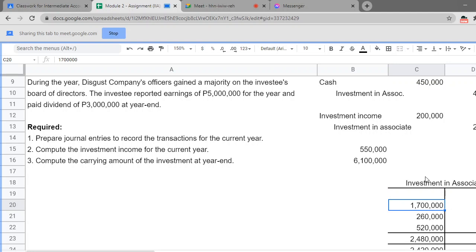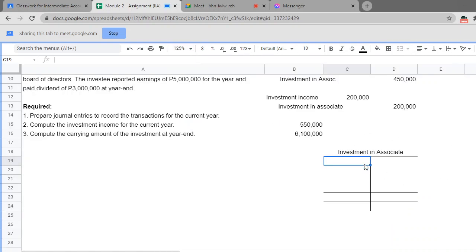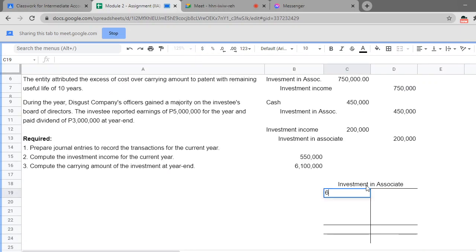Kung saan yung i-delete. Okay. Investment in associate, we started with 6 million na cost. Tama. 6 million. And then share in income, we have an income of 5 million. And 15% lang atong share. We have a dividend of 3 million. 15% lay atoa. And then we also have this excess of cost over fair value nga 2 million attributable sa 10 years nga patent. So we have 200,000.